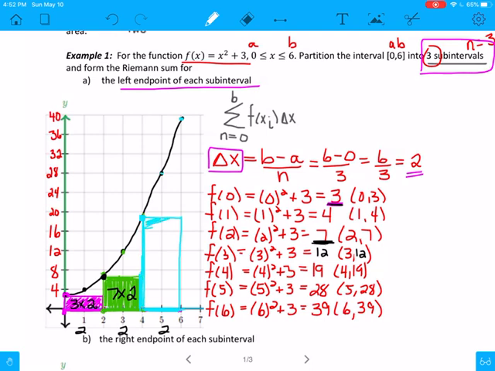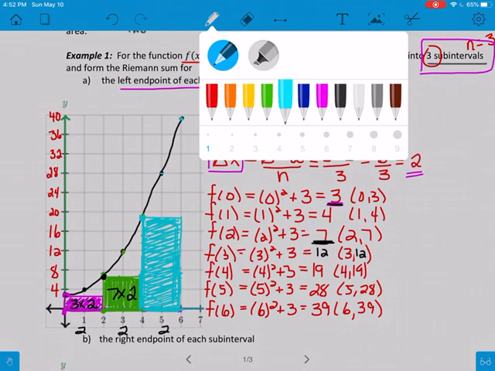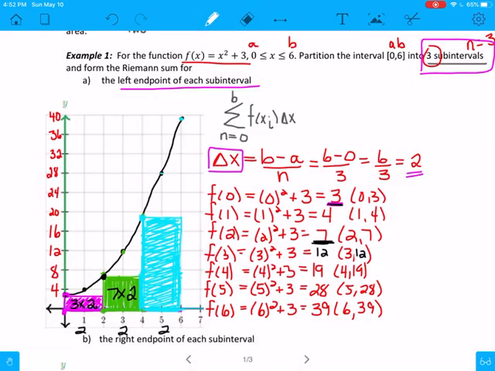And I shade. So there's my area. And the area of that one, the length is 4, and whatever its height is. 4 has a height of 19. So it's 19, my length, times my width, which is 2. It never changes.